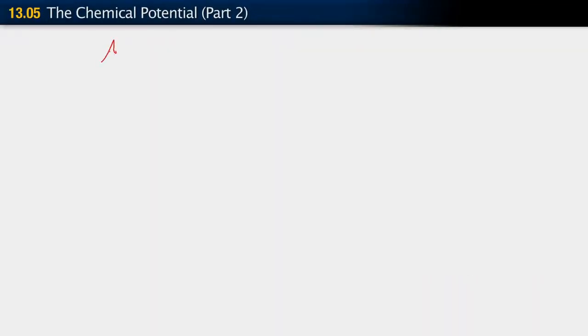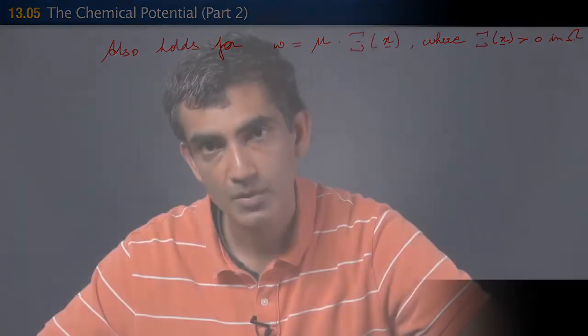Okay, so now using the same variational arguments that we employed in the case of nonlinear elasticity, we can separate out the integrand here. Since it must hold for all w belonging to V, what we say is that it also holds for W which is equal to mu, the chemical potential itself, times a function chi of x, where chi of x is greater than 0 in omega. That's all we require.